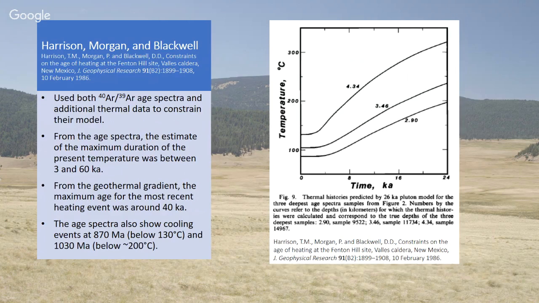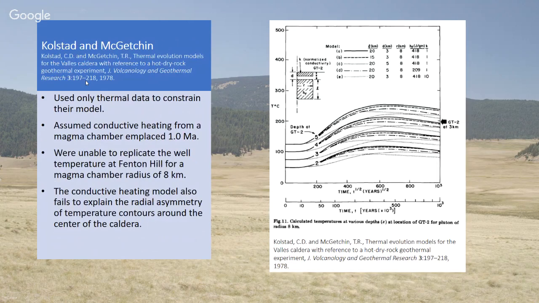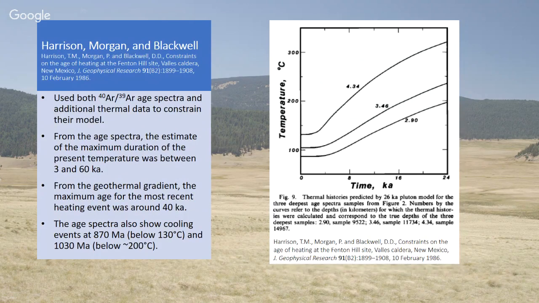Some key differences. It's a later paper. 1986 is 8 years after 1978, so they have 8 more years of knowledge and data to work with, including some argon age spectra. That was Harrison's contribution. He's one of the foremost people on argon dating. From that, they came to the conclusion that the heating event must have been more recent than 1 million years ago, and they bracketed it between 3 and 60,000 years based upon the argon data.